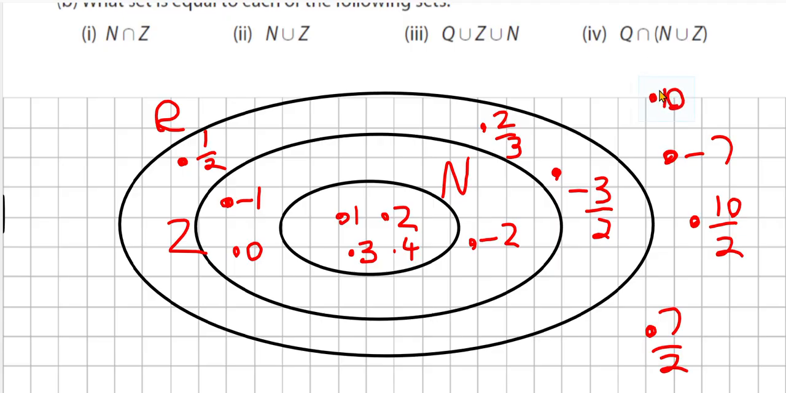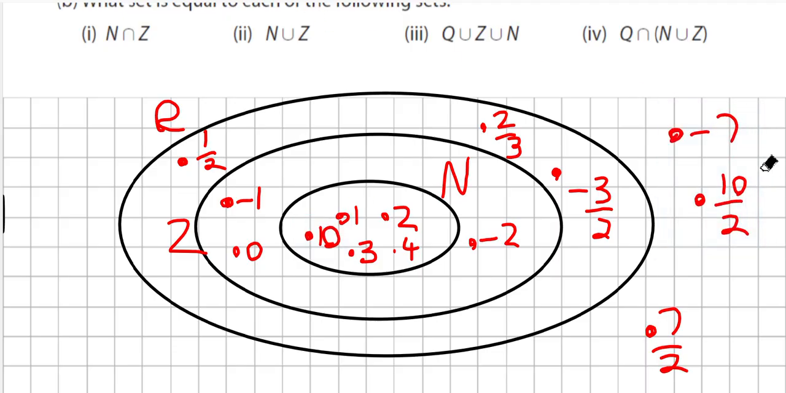Where does the number 10 go? In the middle. They're joined together. Where does the -7 go? Or let's play hot or cold. Hotter or colder? Here. Okay.